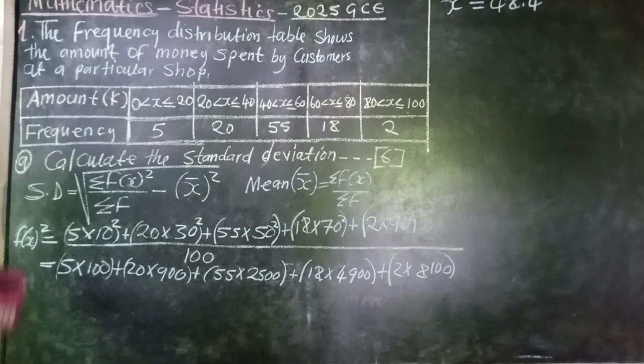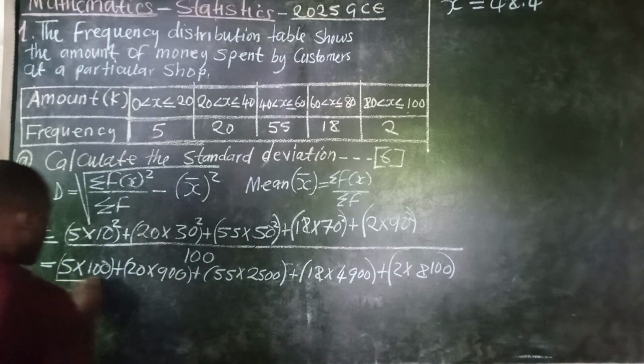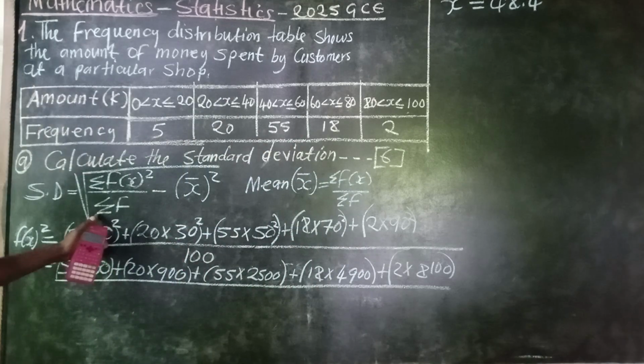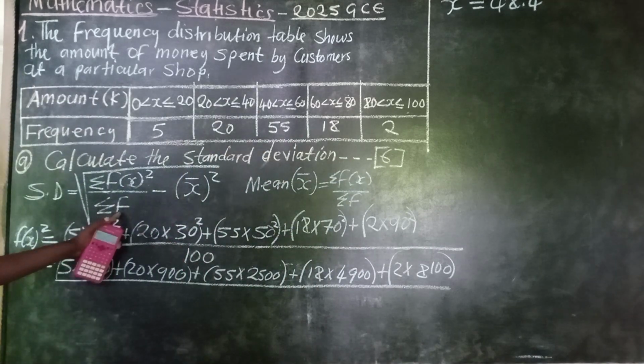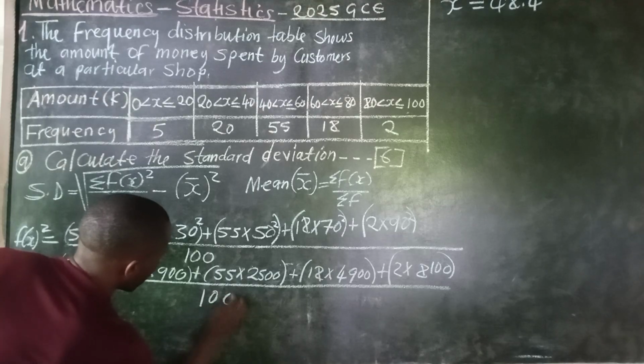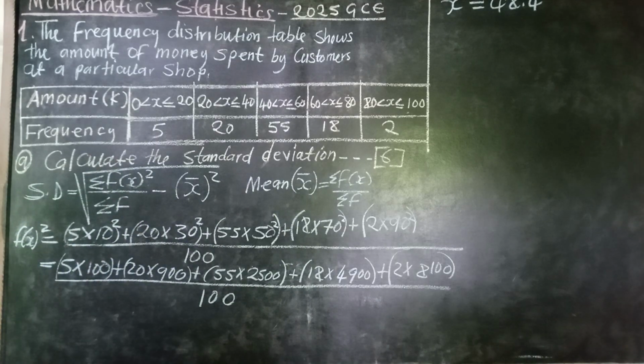Okay, 8,100. We are trying to find f of x now. Then we say over. Remember, in the formula we are saying summation of f x over summation of f, which is frequency, which we have already found. So we can just write that one over 100, because it is 100 already. Okay, so let us do now the calculations on the numerator part.